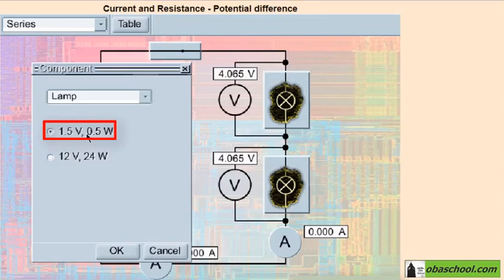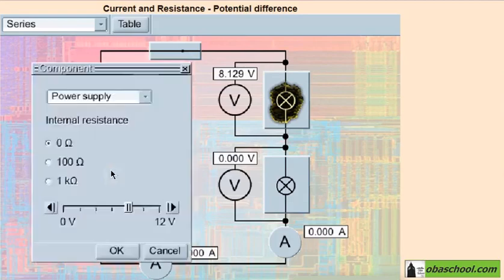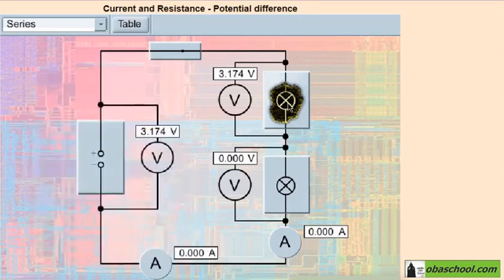The voltage of a bulb indicates the correct conditions to allow it to operate properly. Let's click OK to replace the bulb. And let's click the power supply again and reduce the voltage to about 3 volts. And let's click OK. And let's replace the other bulb.